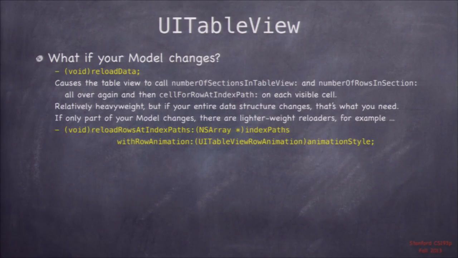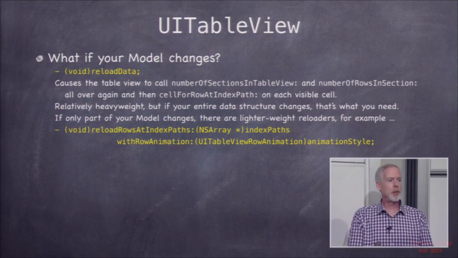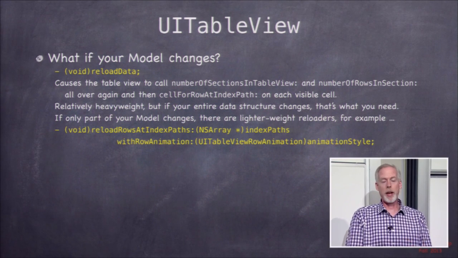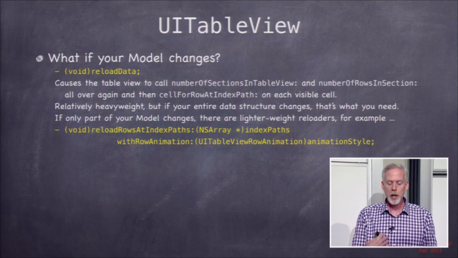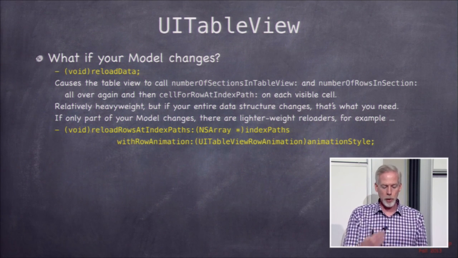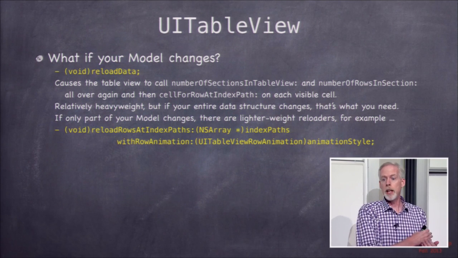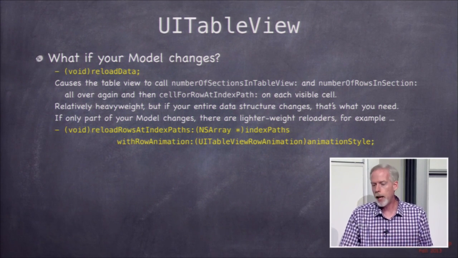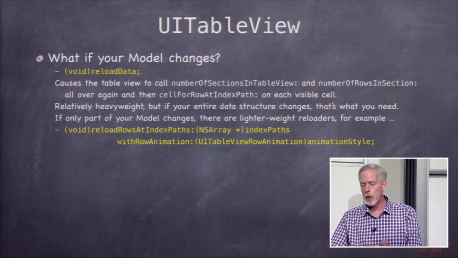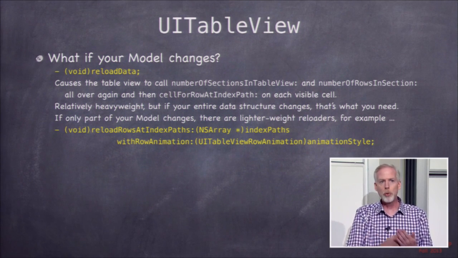What if your model changes out from under your table view? So your table view is running along fine, and then all of a sudden the model changes in some fundamental way, like it completely changes. The model downloads a completely new set of information. You can call this method in table view called reload data. And when you call reload data, it's going to call number of sections, number of rows in section, and cell for row at index path over and over and over again to reload the entire table.